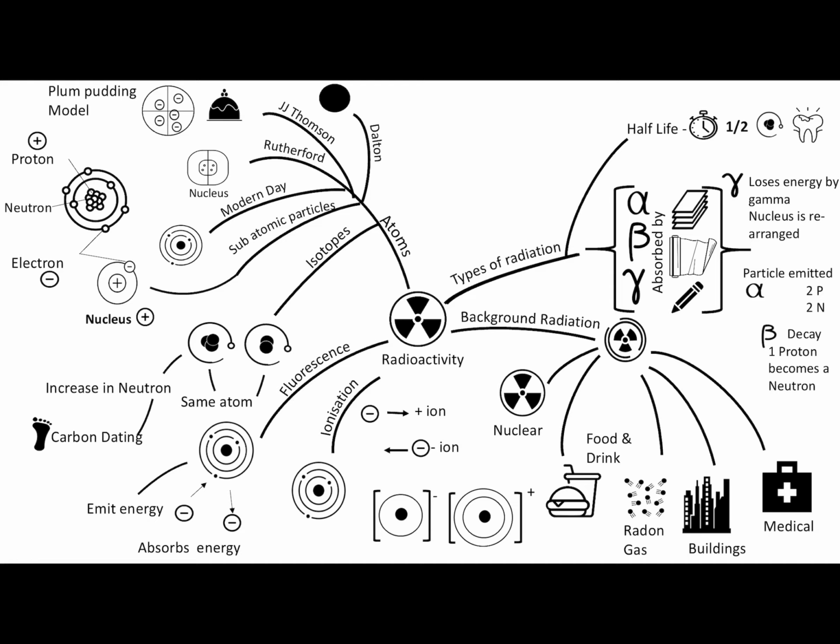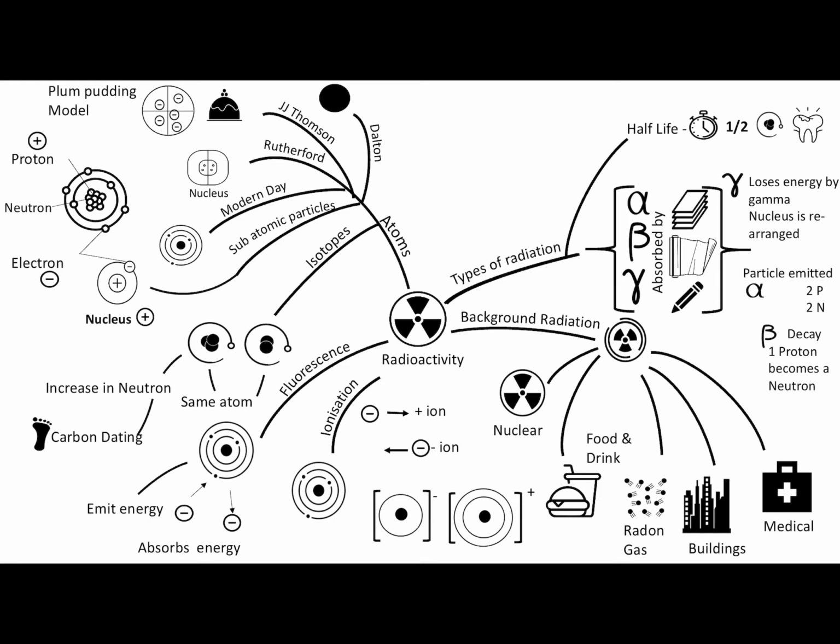Gamma radiation loses energy as the nucleus is rearranged, and this cannot be stopped by paper or aluminium foil. It's so small it cannot be stopped by them. We have to use lead, and that's why there's a small pencil on the screen, because of lead. Now it's not only lead, we need lead surrounded by concrete. Gamma is very, very good at getting through different surfaces, so we need to line it with lead, and we need to have concrete surrounding that lead.